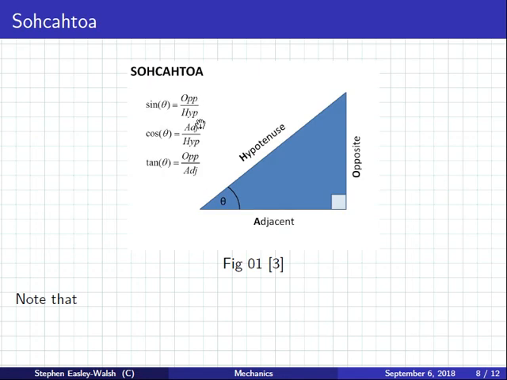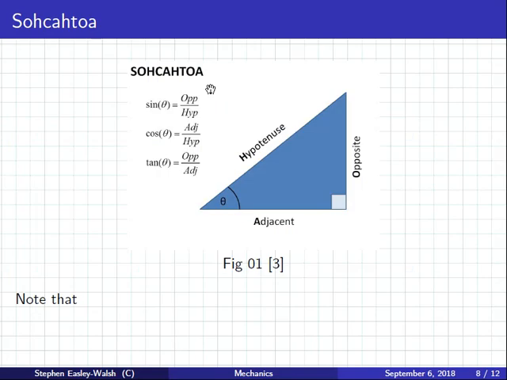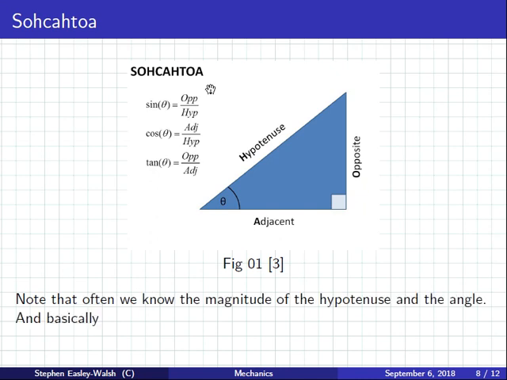So, do you know this? Sine is opposite over hypotenuse. Cos is adjacent over hypotenuse, and tan is opposite over adjacent. So you know these three? Okay, I remember.